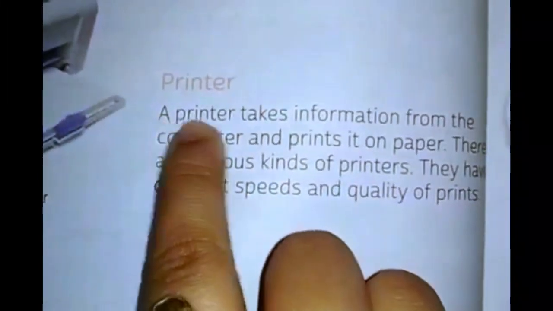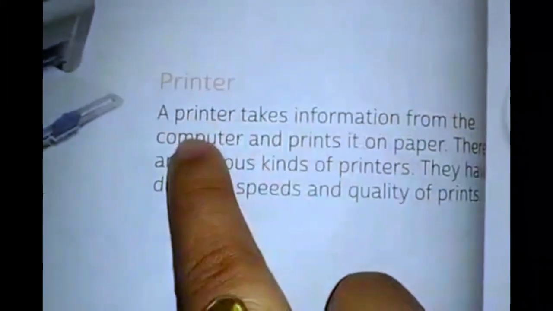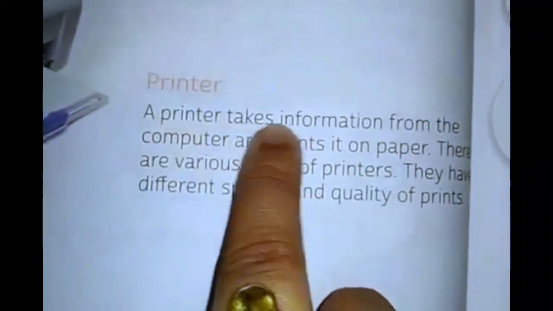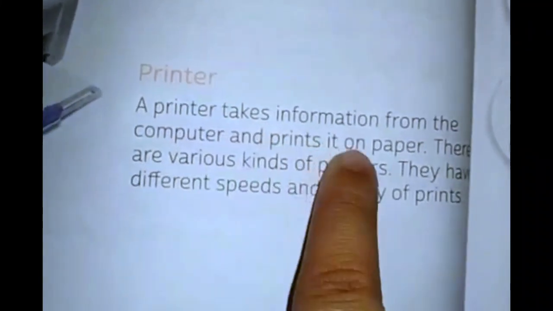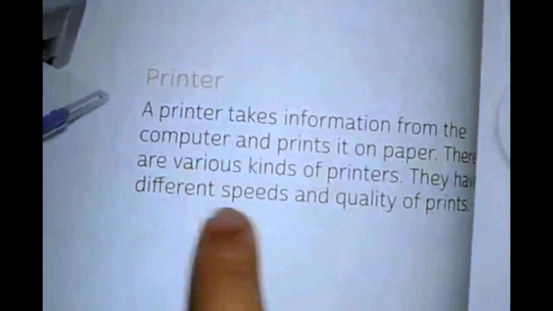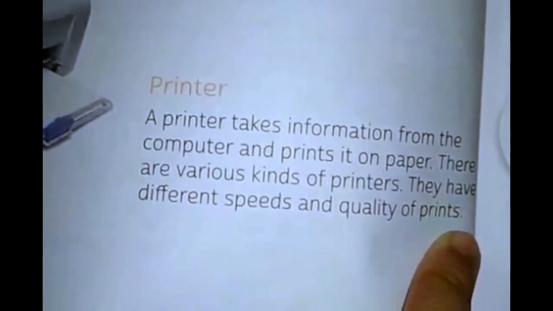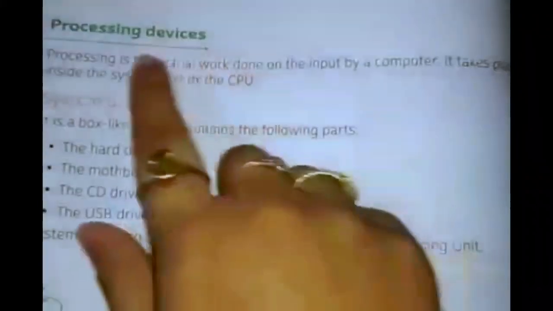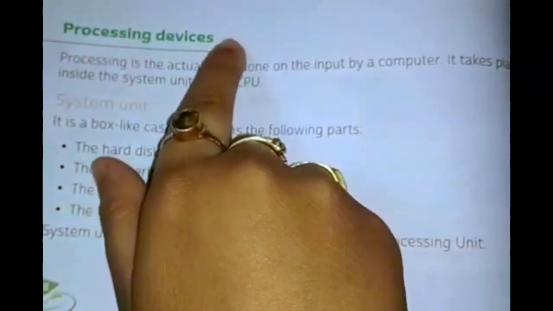Printer. A printer takes information from the computer and prints it on paper. There are various kinds of printers. They have different speed and quality of print. Next is processing devices.